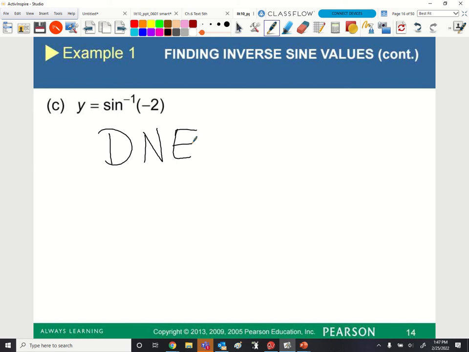Exactly. The largest y value on my unit circle is what? It's 1, or down to negative 1, right? So I can't go all the way to 2 or negative 2. So that one does not exist. Does that make sense now? Does that help? Yeah.